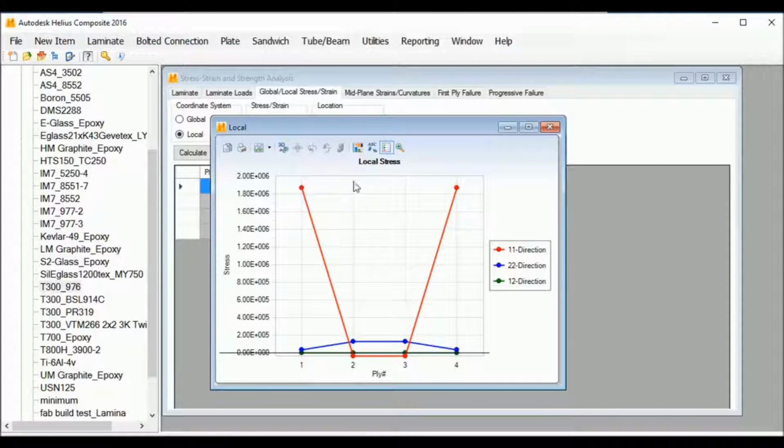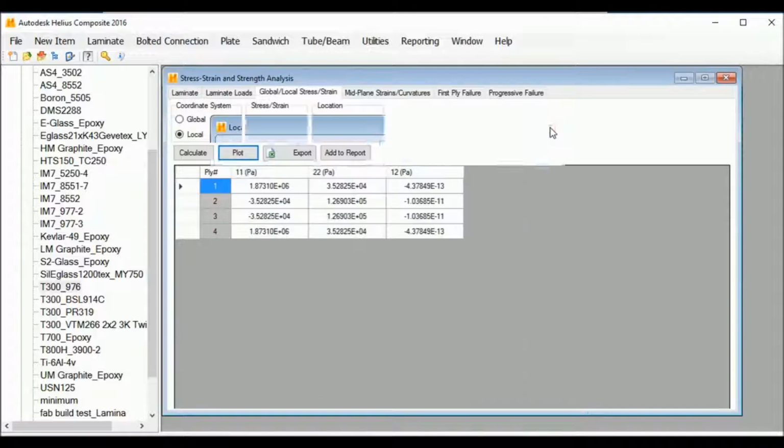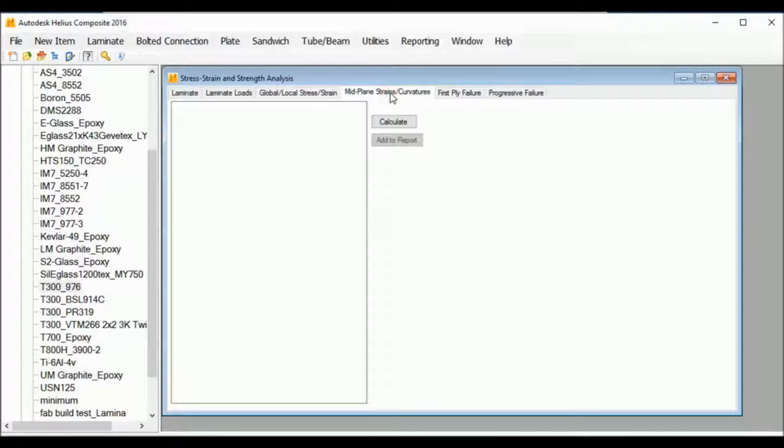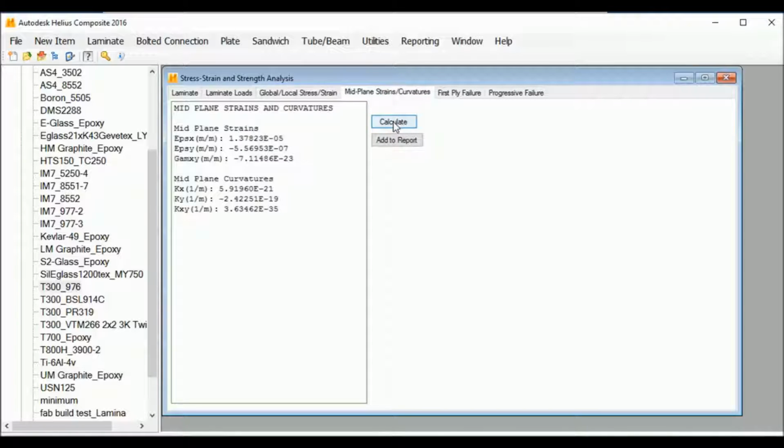And again, we can see in the fibre direction the stresses in the outer plies are very high. In the middle plies they're much lower. The strain, as you'd expect, is uniform. That's one of the fundamental assumptions of the laminate analysis, that in plane tension all the plies experience the same strain. Mid-plane strains and curvatures are also available. We have no curvature because we're not applying any bending moments, and here are mid-plane strains.